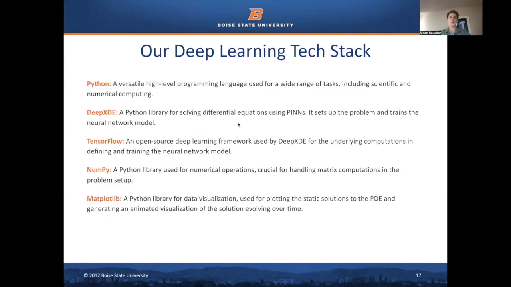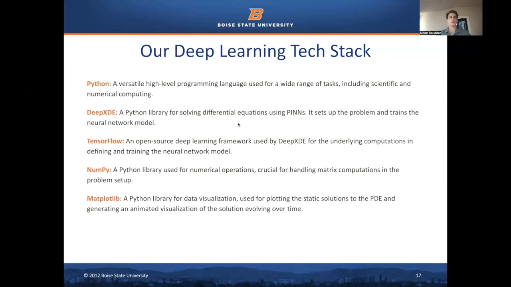As we delve into the code implementation, it's essential to outline the tools and libraries we utilize to bring our physics-informed neural network to life. Here's a snapshot of our deep learning stack. First, we chose Python as our programming language for its versatility, especially in scientific and numerical computing. We also used DeepXDE, which is a Python framework that was instrumental in solving our differential equations using PINNs. It handled the setup of the problem and the training of the neural network model.